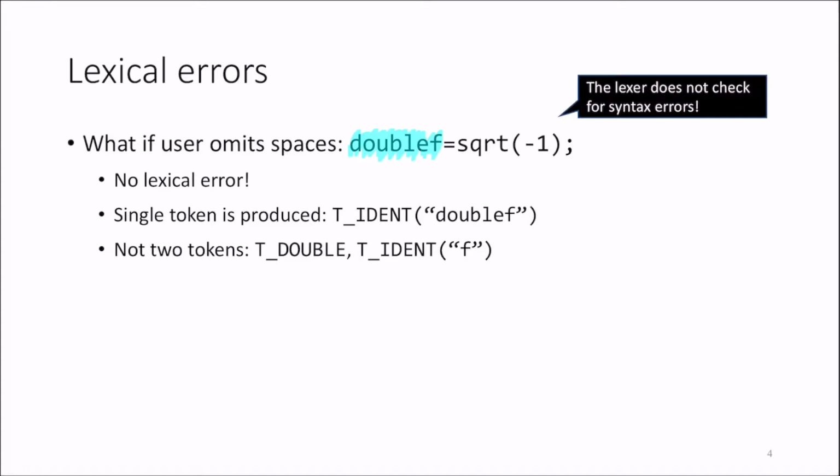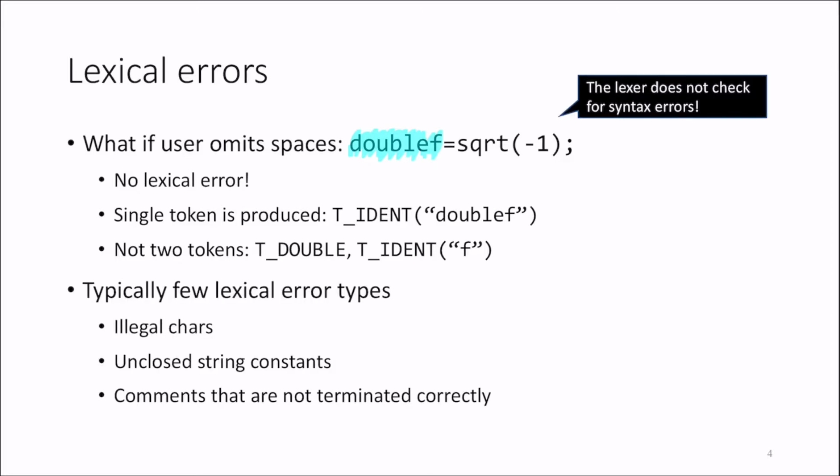It's important to note that the lexer does not check for syntax errors. So even if you have an identifier in a context where an identifier doesn't make any sense, the lexical analyzer's job is not to catch these kinds of syntax errors. That's the job of the next step in the pipeline, which is parsing or syntax analysis. There are very few error types typically.